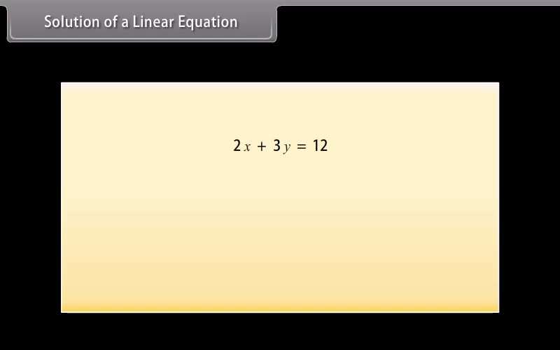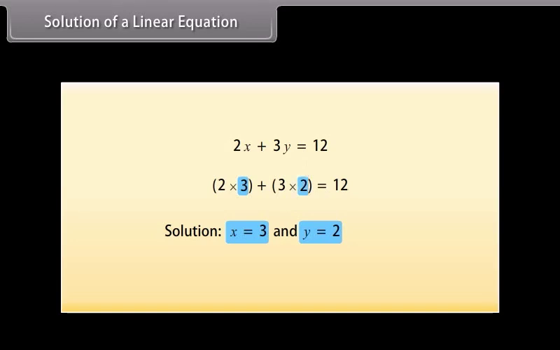Let us take the equation 2x plus 3y is equal to 12. Here x is equal to 3 and y is equal to 2 is a solution because when you substitute x as 3 and y as 2 in the equation, you find that the answer becomes 12. We can also write this solution as (3, 2), because the value of x here is 3 and the value of y is 2. Similarly, (0, 4) is also a solution for this equation because when you substitute x is equal to 0 and y is equal to 4 in the equation, you find that the answer becomes 12.